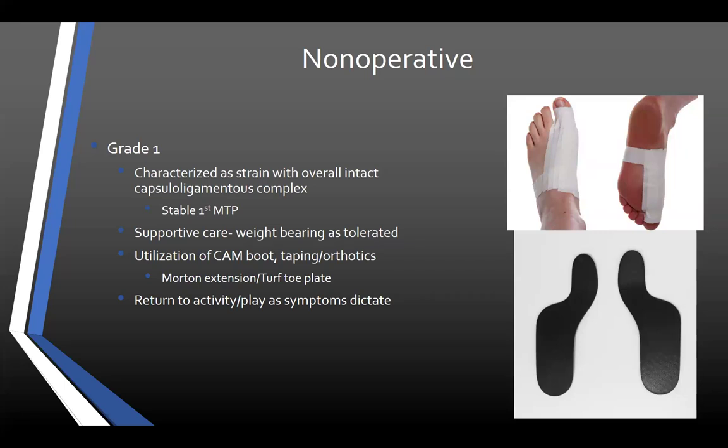Treatment to help them get back to play is really symptom based. There can be taping and orthotics. Usually this orthotic has more of an extension, or it can be made of carbon fiber, a turf toe plate. It could also be made of steel, I saw. This can be placed into their cleats or shoes to help prevent further dorsiflexion and help them with pain.